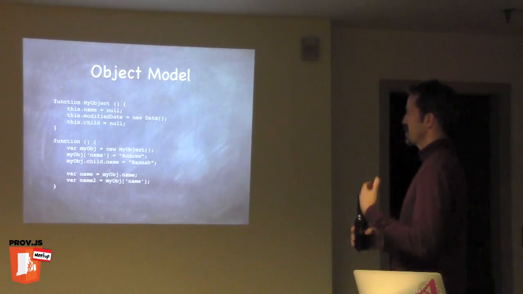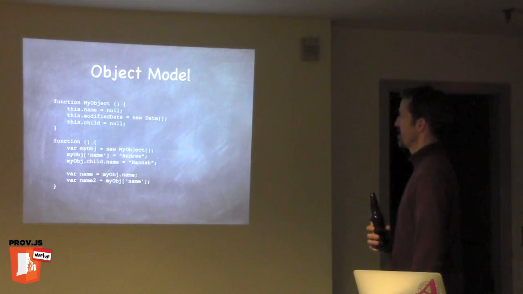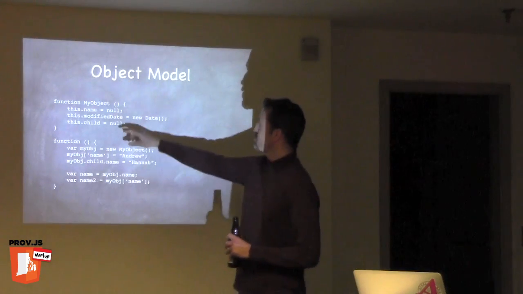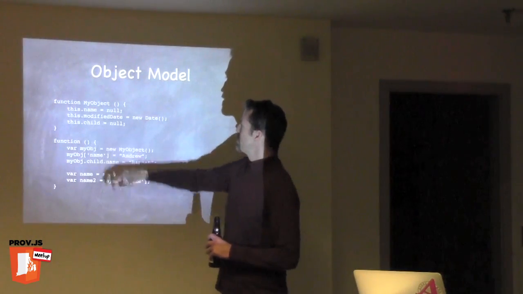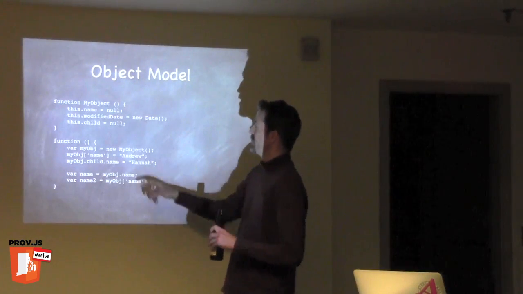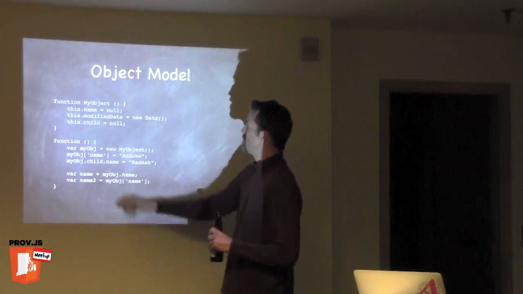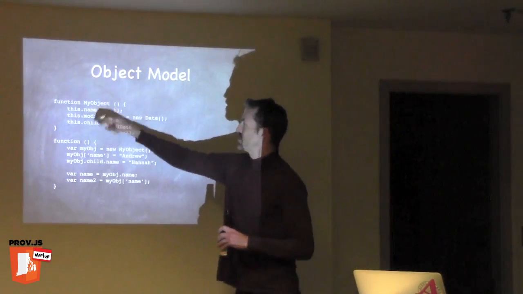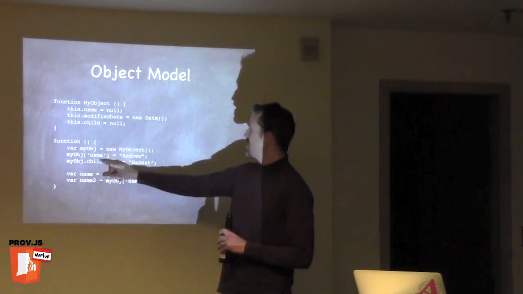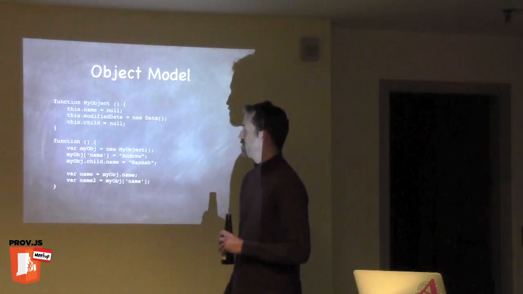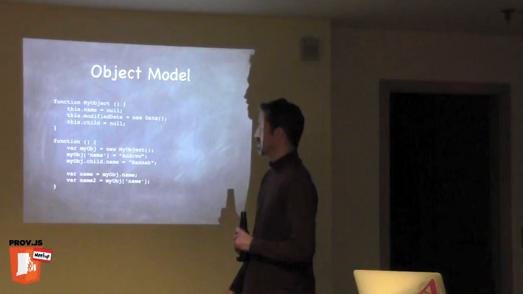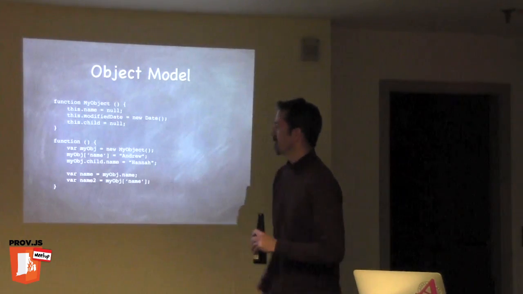So in terms of data modeling, in JavaScript I might have a constructor function, and I have sort of an informal object interface here that has a name, a modified date, and a child. Maybe this is a reference to another child object. And I can do new, and I can set the name using the bracket notation, or I can set it using the dot notation. So we've all seen that, right?